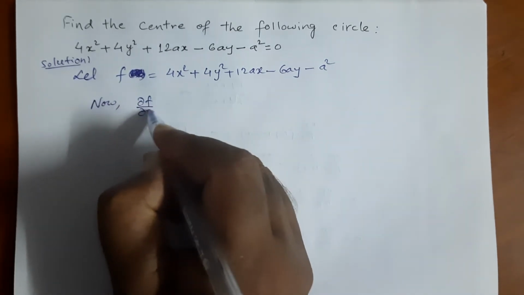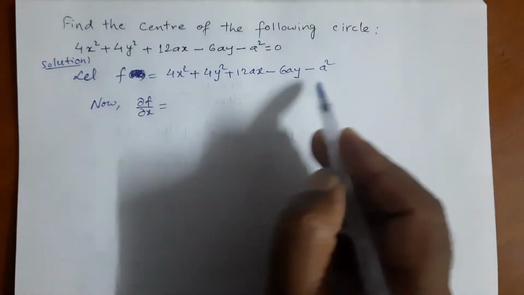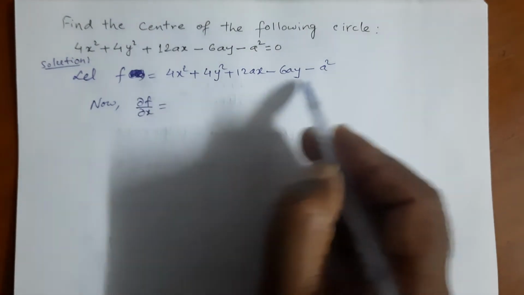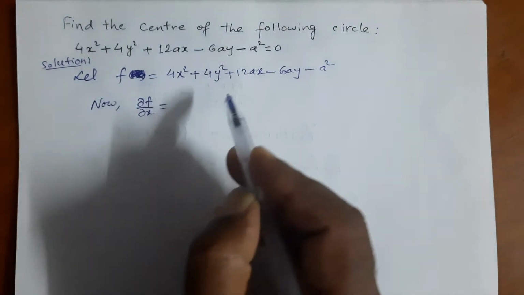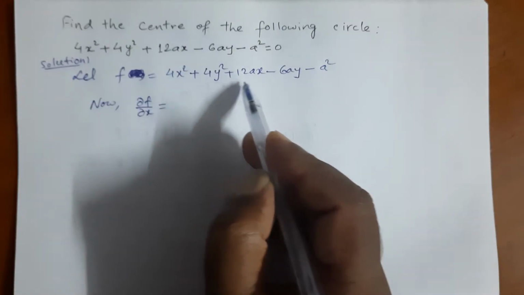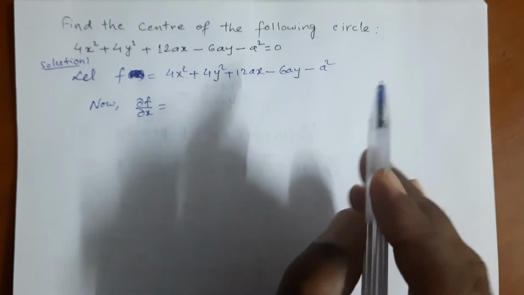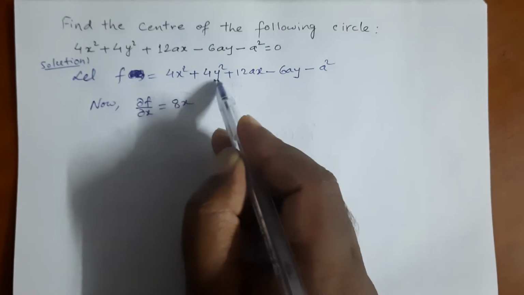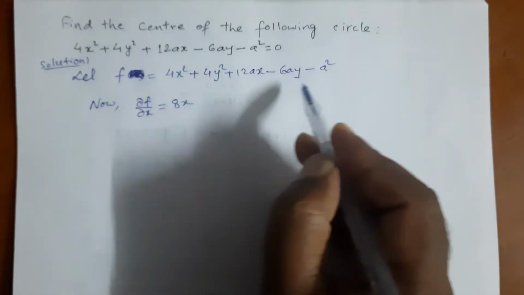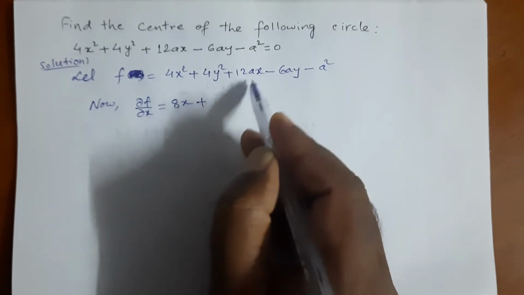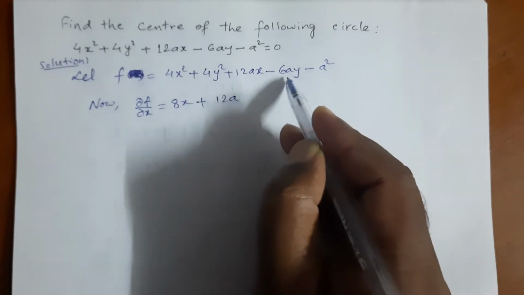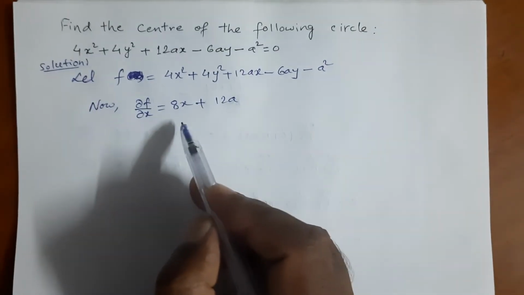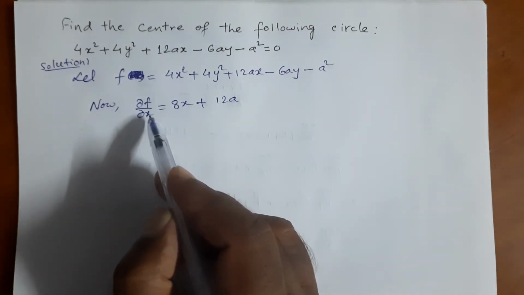del f over del x, let us find the partial derivative of this with respect to x. When we find the partial derivative of this expression with respect to x, we take other variables except x as constant, and a constant is already constant. Okay, so its derivative will be 8x, and it will be 0 because except x others are taken as constant, plus 12a, derivative of x is 1, this is 0, this is also 0. Okay, because except variable x others are taken as constant while finding the partial derivative.